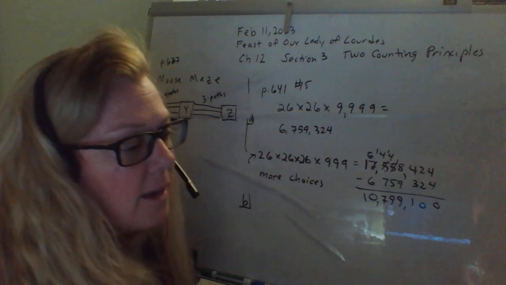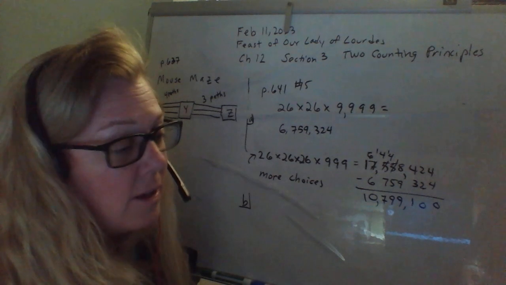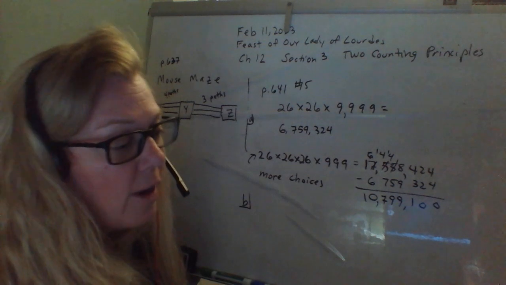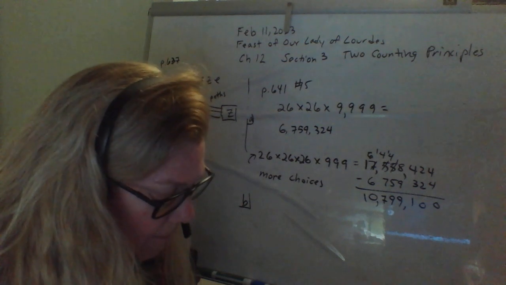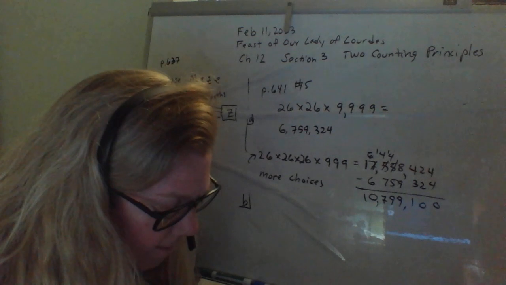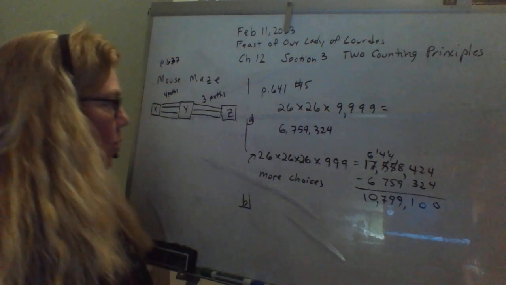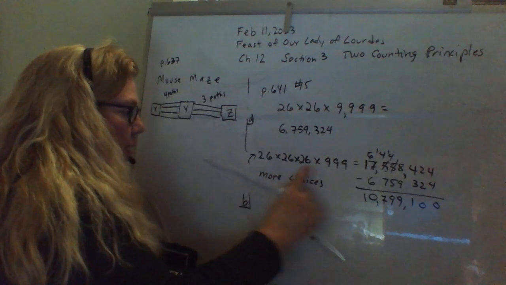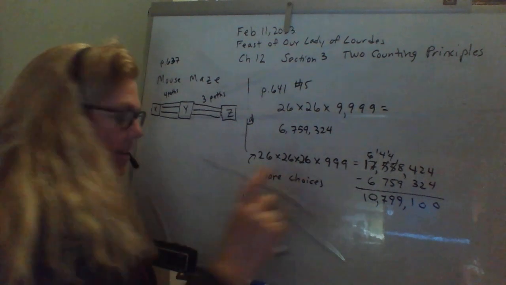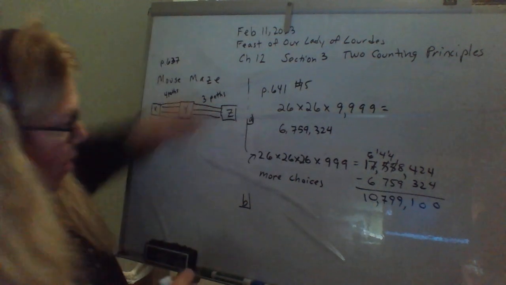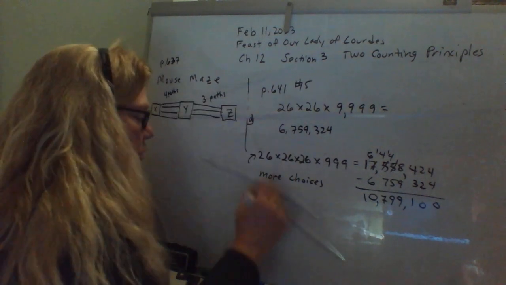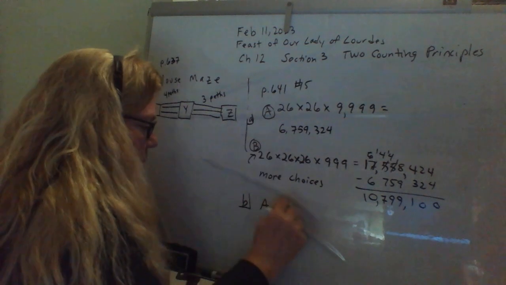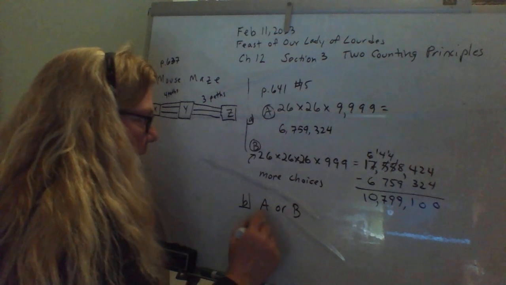Okay, what about part B? Part B says, how many license plates could there be using either 2 letters and 4 digits or 3 letters and 3 digits? Well, here's 2 letters and 4 digits, and here's 3 letters and 3 digits, and it says how many could be using this or this. So, we'd say event A or event B. So it's A or B, right? So what should we do? We should add them.